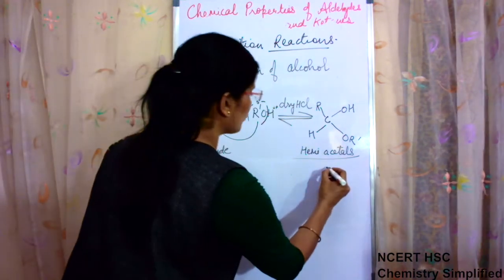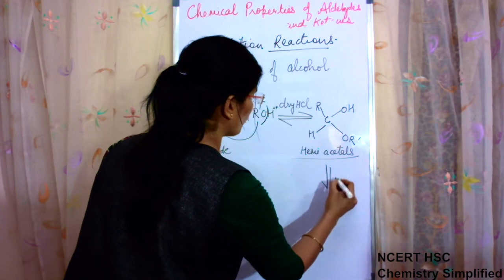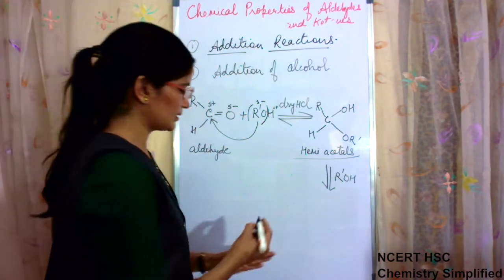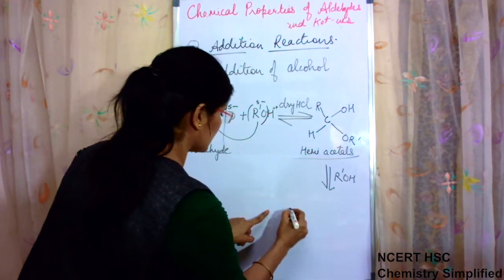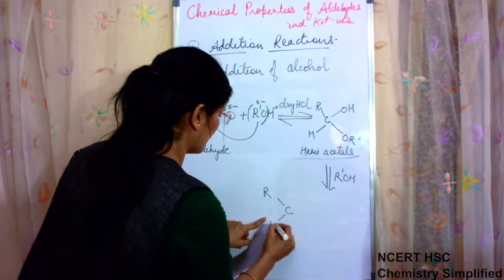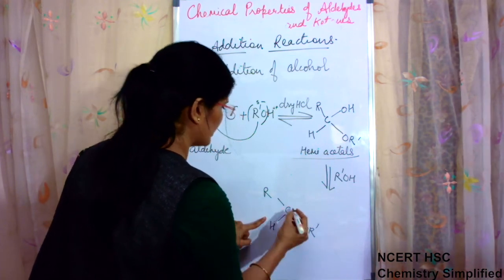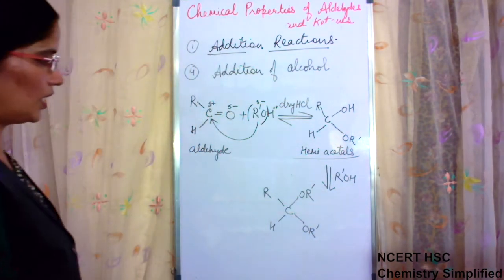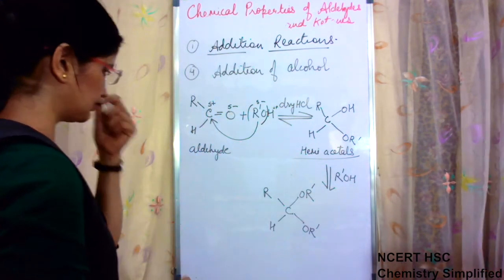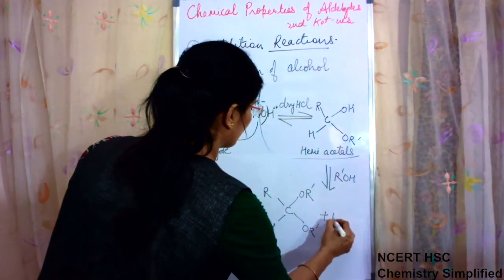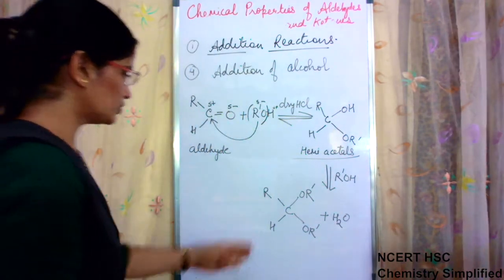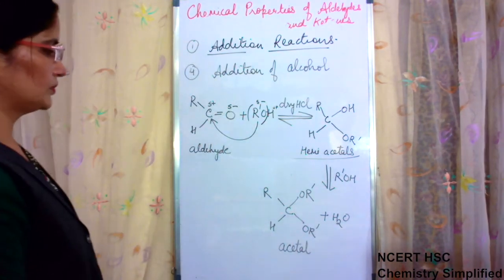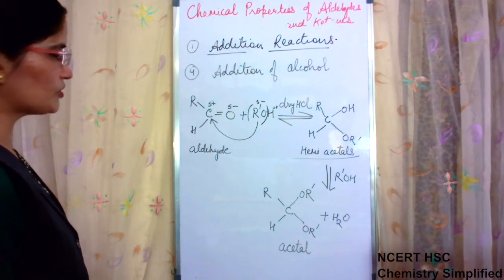In the second step, what happens? One more molecule of alcohol, R dash OH, will attack on this to form C, here R, H, O R dash is already here. This O will also be attacked by R. Here it will be O R dash, and the byproduct will be water. Now this is known as acetal. Their names will also be like that only.